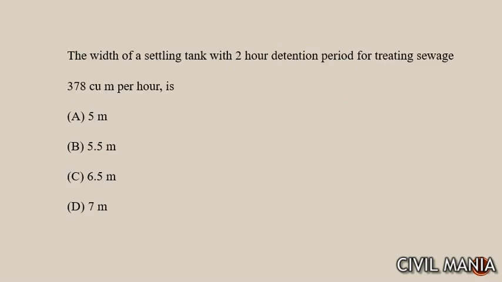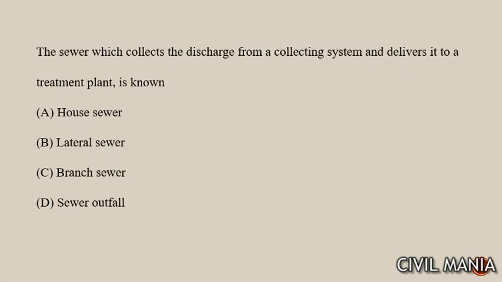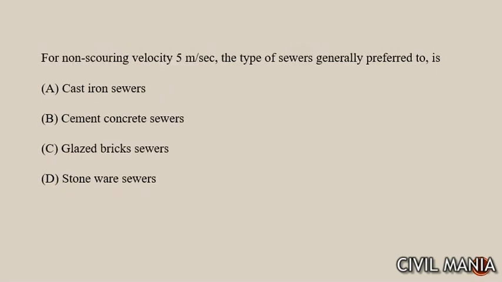And the width of the settling tank with 2 hour detention period for treating sewage of this one width will be 7 meters. उसके बाद next question है, the sewer which collect the discharge from a collecting system and delivers it to the treatment plant, that sewer is called as the house sewer, lateral sewer, branch sewer and sewer outfall. That one is termed as the sewer outfall.